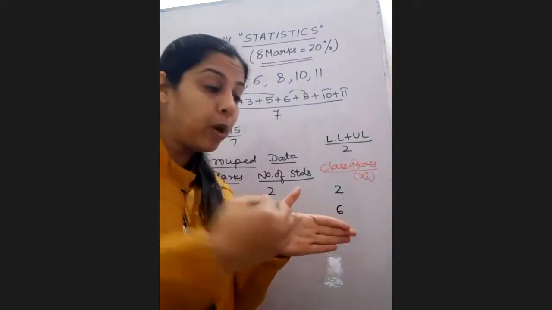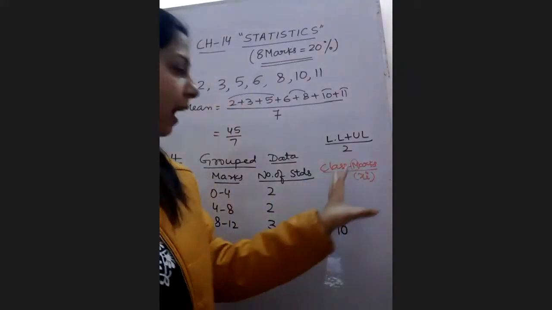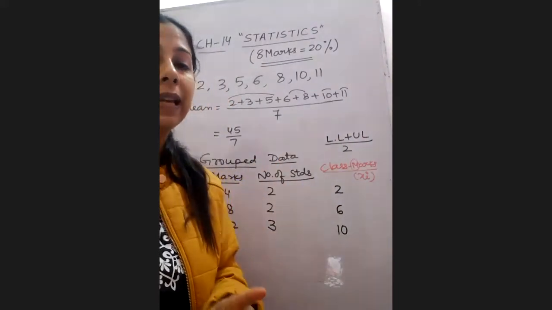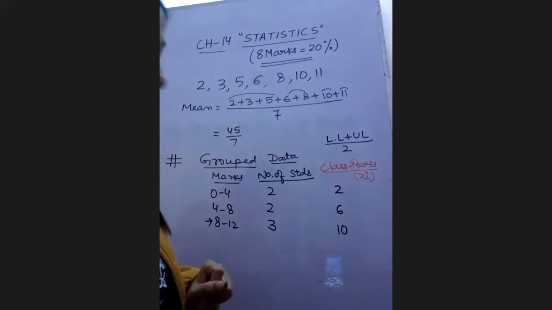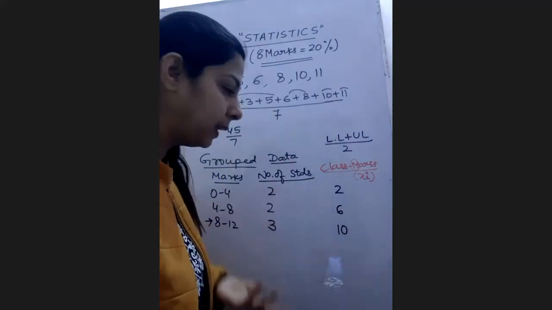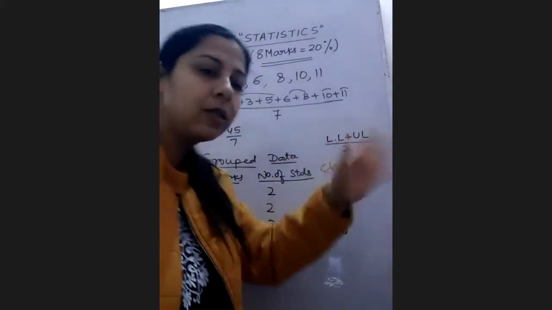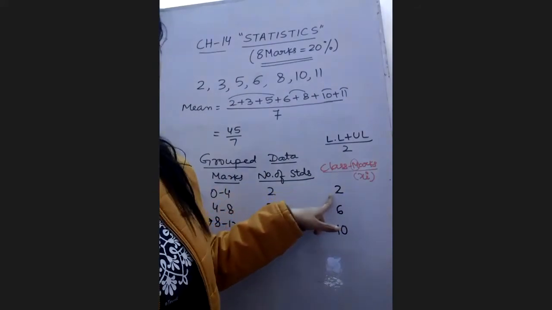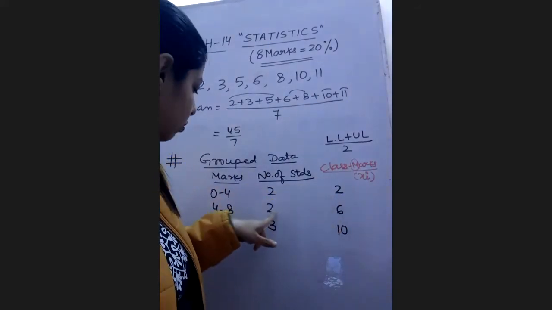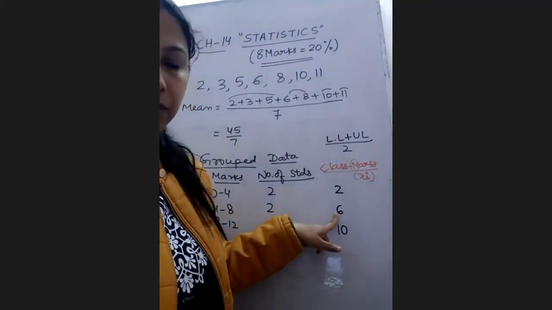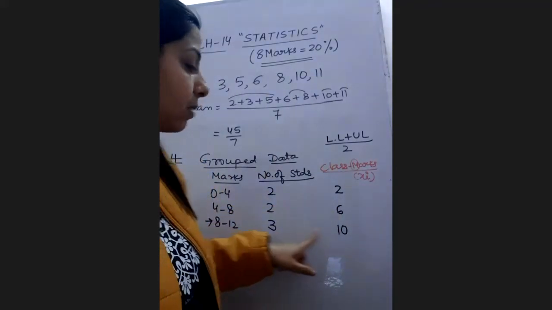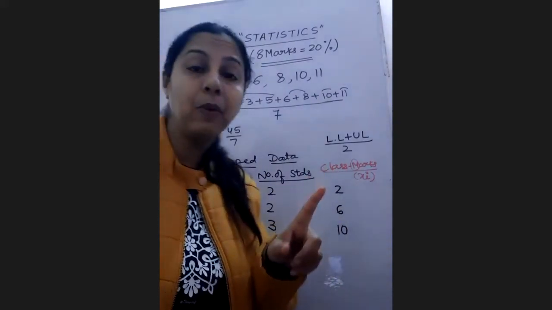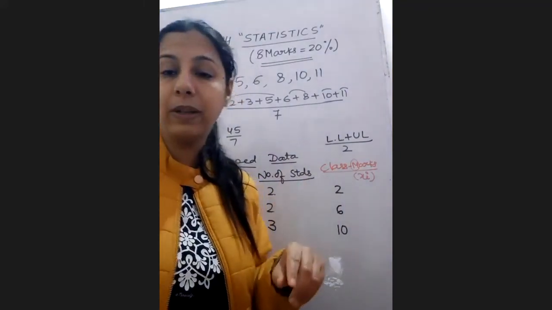So what does it mean? It means to process group data further, we have to make certain assumptions. Group data calculations are based on certain assumptions. So what are we assuming here? I did not know the marks, I was not aware of the score. So I've assumed it myself, the middle value: these two students are scoring 2 marks each, these two students are scoring 6 marks each, and these 3 students are scoring 10 marks each. That is how I am going to assume it.